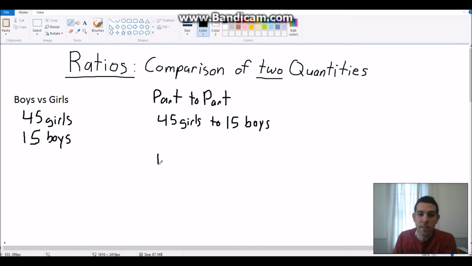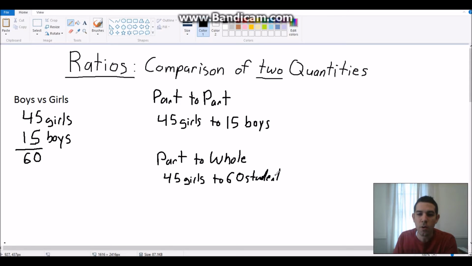Now the other way to write this would be part to whole. Part to whole means write each part as a comparison to the total number of students. So we could say 45 girls compared to, what's 45 plus 15? 60 students. So there's part to whole. And we can actually write part to whole two different ways. We could write it girls to students, or we could write 15 boys to 60 students.